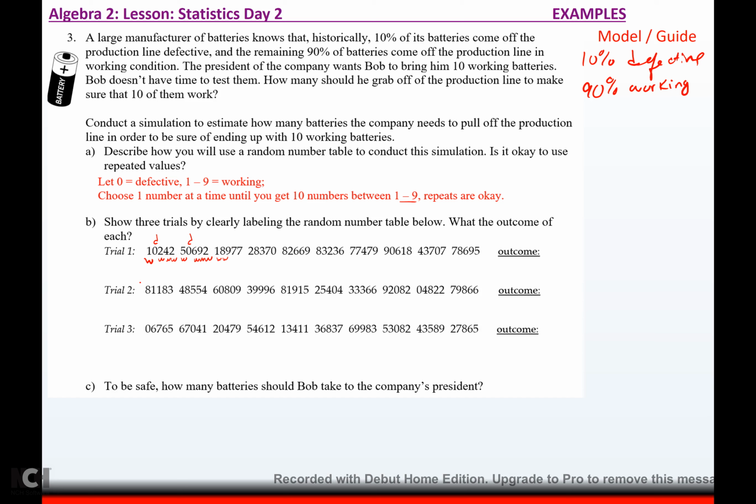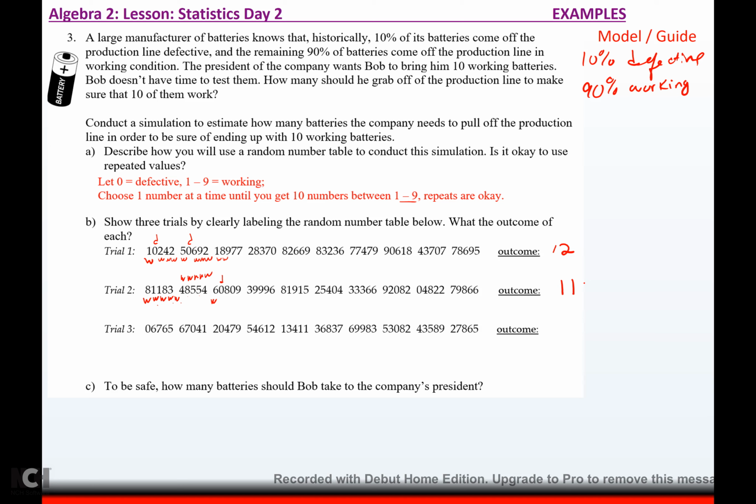Which means I get, what is my outcome? Well, I had to pull 1, 2, 3, 4, 5, 6, 7, 8, 9, 10, 11, 12 batteries to make sure that 10 of them were working. In trial 2, work, work, work, work, work, work, work, work, work, work, work, no, work, no, 10. 1, 2, 3, 4, 5, 6, 7, 8, 9, 10. I only needed that one. So I had to pull 10. I only had to pull 11 that time.